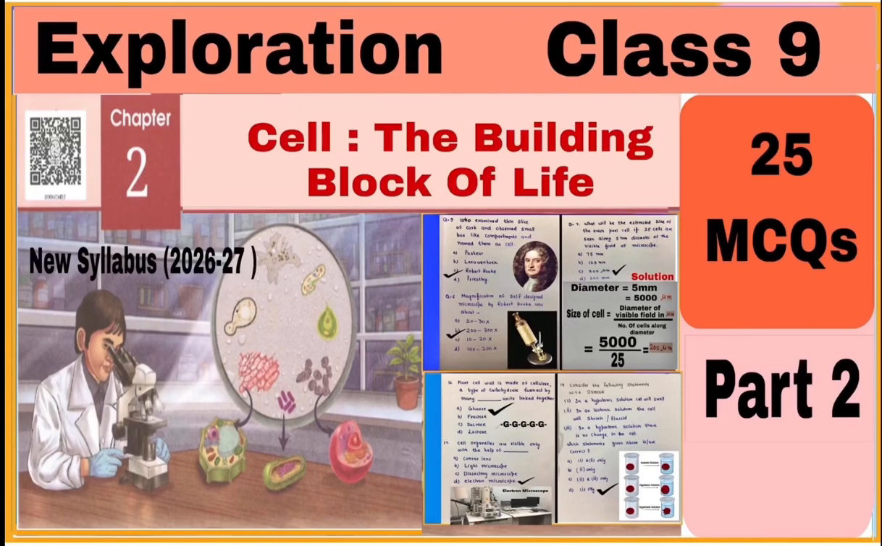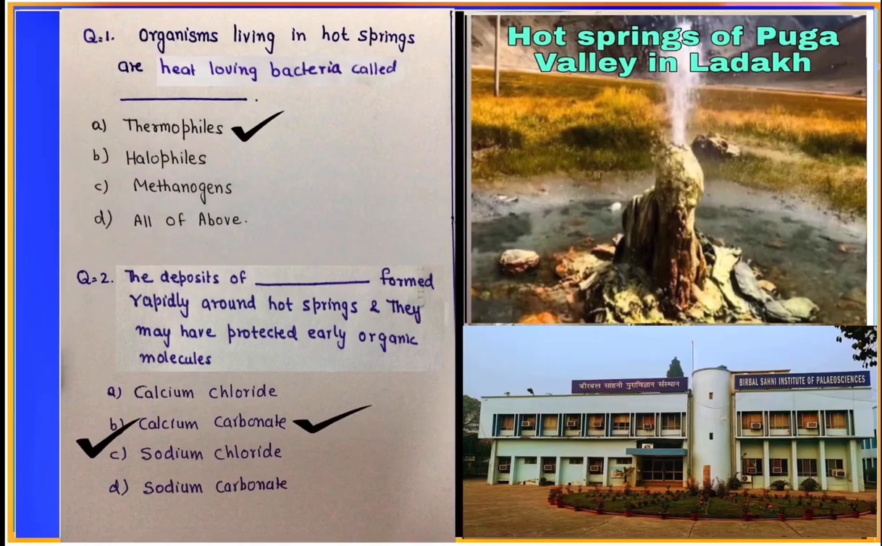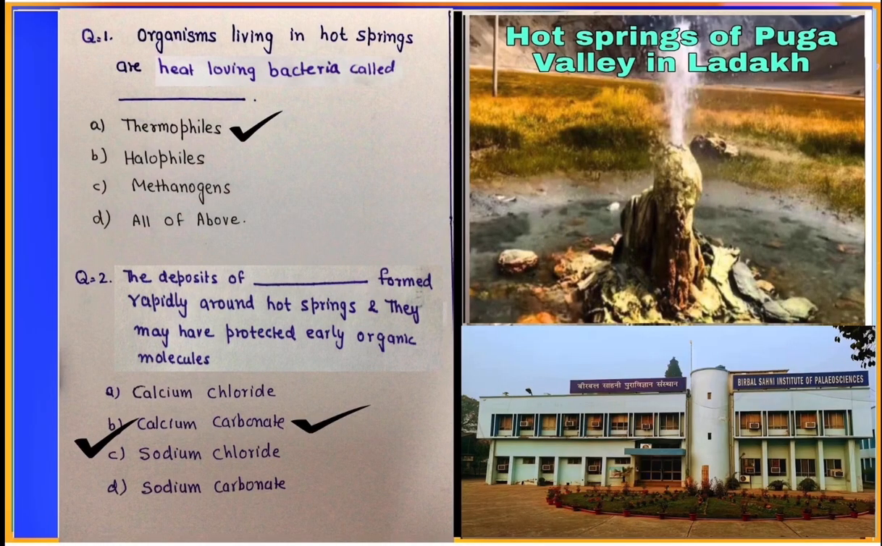Hello students, let us discuss in part 2 25 MCQs from chapter number 2 Cell, the building block of life from science book Exploration of class 9th. Question number 1. Organisms living in hot springs are heat-loving bacteria called. These heat-loving bacteria are called as thermophils.